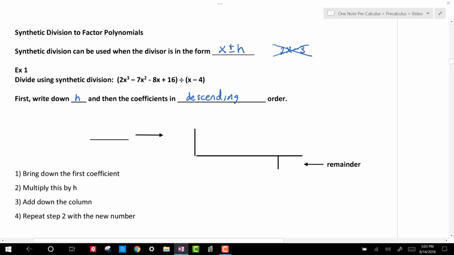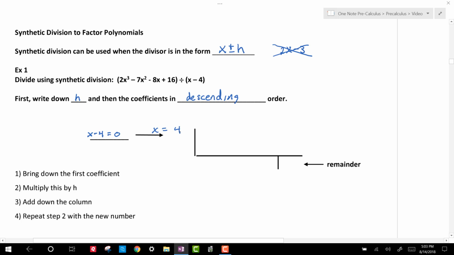So in order for me to find out what h is here, I can't just look at this and say, oh, h is negative 4. What I actually want is the solution to this binomial right here. So really what I need to be thinking about in my head is x minus 4 equal to 0. If I solve that, I get x equals 4.